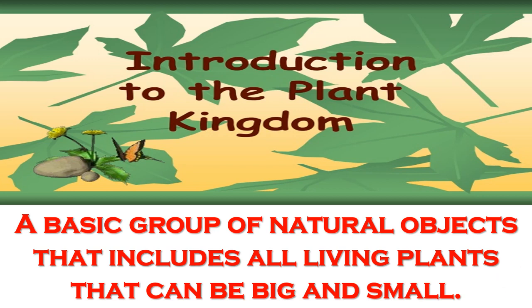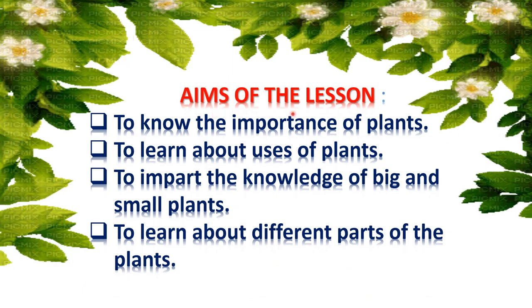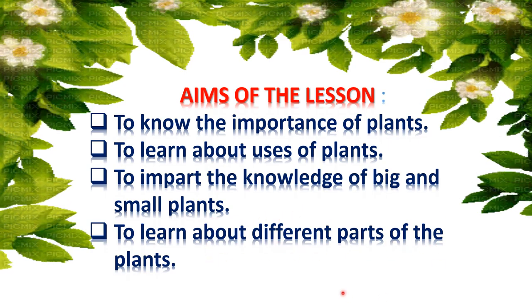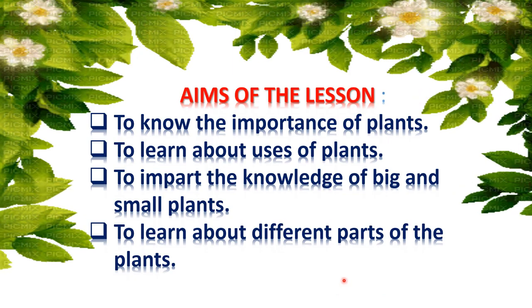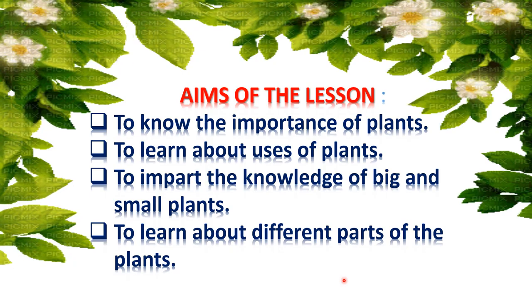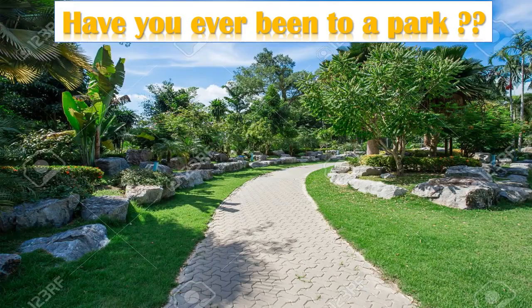Moving ahead, the aims of the lesson, or you can say the objectives of the lesson. We will get to know the importance of the plants. We will learn about the uses of the plants. We will get the knowledge of big and small plants. We will learn about different parts of the plants. So in this chapter, we are going to learn the importance, the uses, the parts of the plant and their function. So let's go ahead.